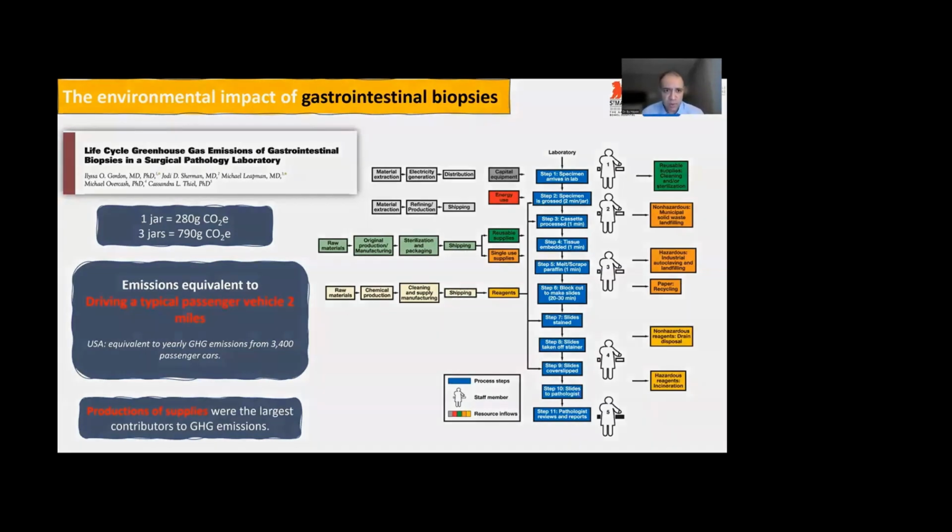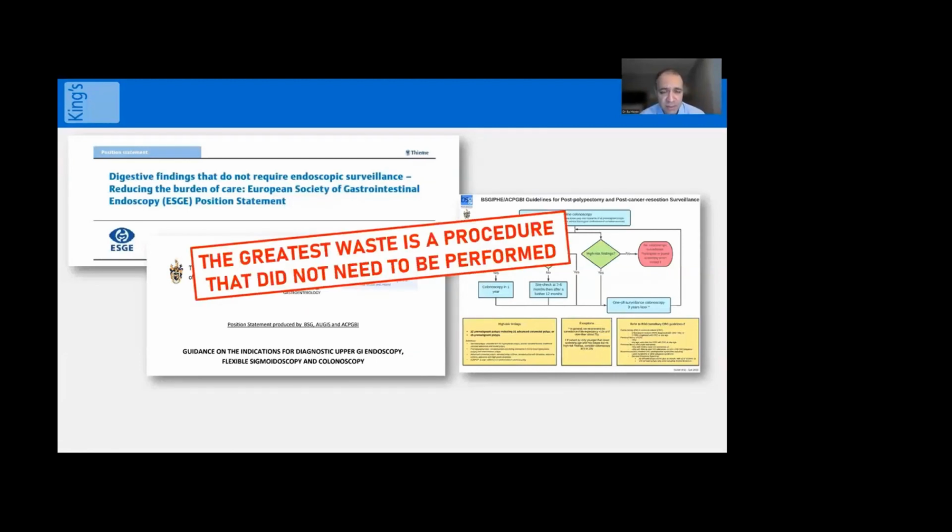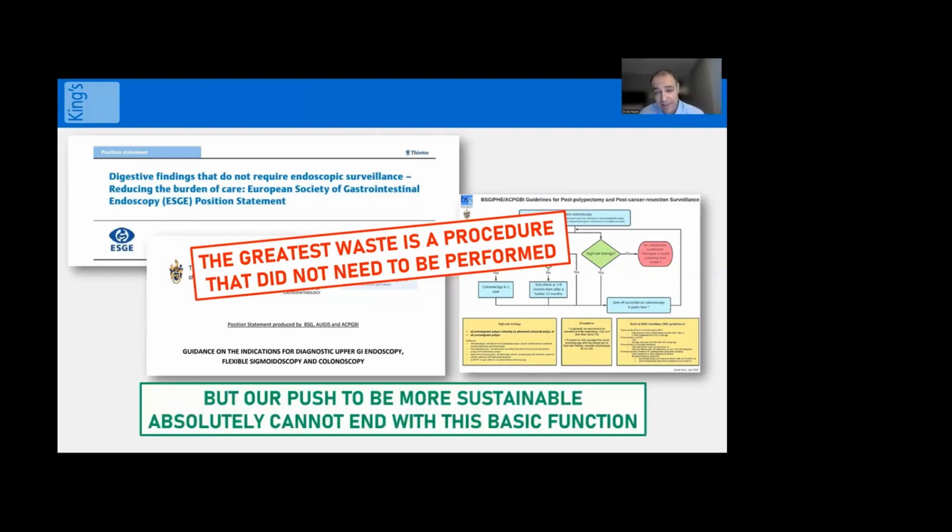And how? Well, we've got support. We've got support from national societies already to tell us when to take biopsies, when not to do an endoscopy in the first place, because the greatest waste, I think, and we've all been there, is looking at a patient in front of you and saying, listen, I can't justify this endoscopy. The greatest waste is a procedure that did not need to be performed in the first place. But we can't end there by saying, well, we'll just triage more effectively. We have to do other things. So hopefully the items that I've highlighted to you today can give you that impetus.